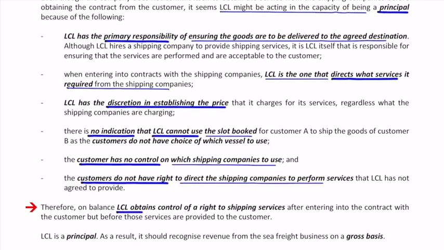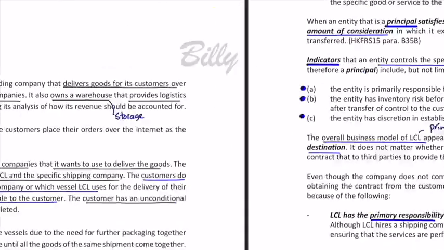In this case, LCL obtains control of the right to the shipping services before those services are provided to the customer. The conclusion is LCL is a principal. If it's a principal, it should recognize revenue on a gross basis.